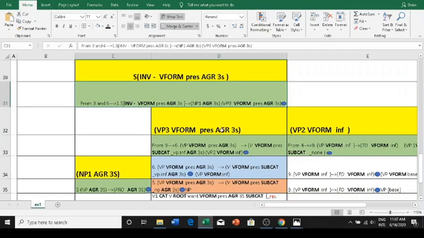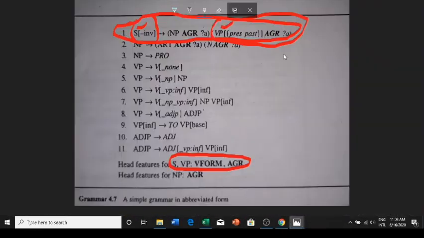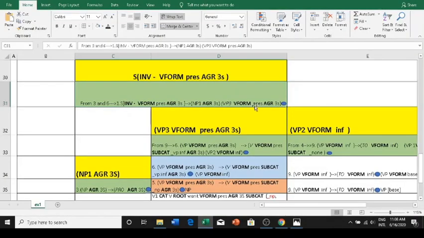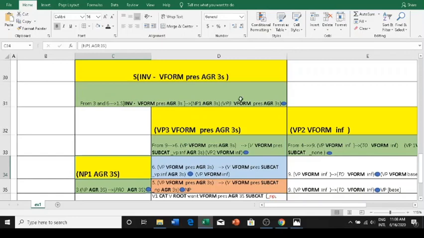For this rule we are instantiating VP with a VP3. V form is given as present tense and AGR is 3s. Note that for this rule the AGR value of VP should match with NP, because they have the same variable written over here. NP has A and AGR over here also has an A. So the VP part has an AGR of 3s. Now we have to see whether NP also has 3s. Yes, NP also has 3s, so this part is perfect. The right side is a perfect match.